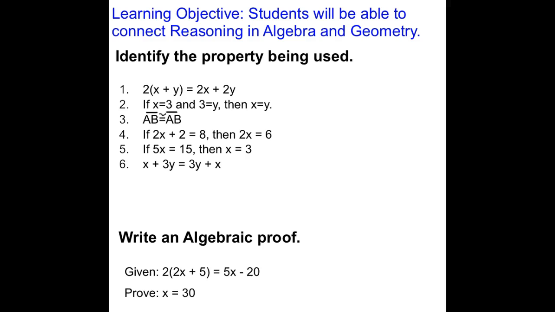Okay, if I look at the first one, it says 2 times the quantity x plus y equals 2x plus 2y. You just distributed the 2 through. That's your distributive property. Move on to the next one. It says if x equals 3 and 3 equals y, then x equals y. That's your linking property. So typically we would refer to that as your transitive property. That links two statements together to make a third.